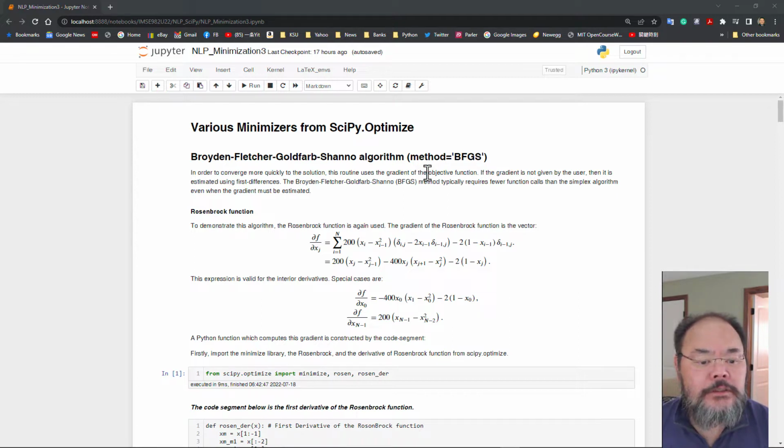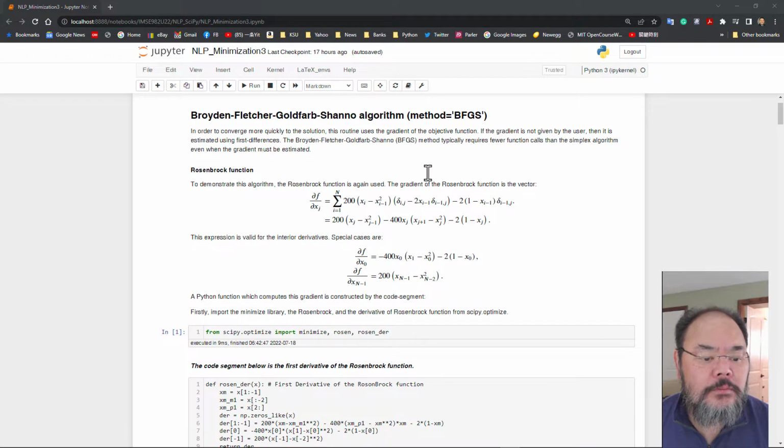We have a detailed discussion of this algorithm in the textbook and in our lectures on chapter 8, so I'm not going to spend too much time on the algorithm itself. Instead, we'll show you how we can easily use the BFGS method, which is the most common algorithm used today in many applications, such as time series analysis, kernel methods, and other so-called machine learning and data analytics algorithms.